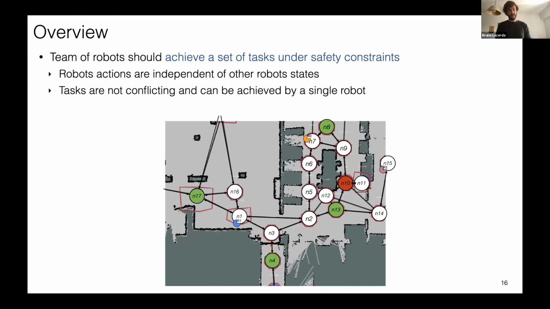And we also have assumptions on these tasks and in this model. So we assume that the robot actions are independent of the other robot states. So what one robot is doing doesn't affect the outcome of the actions of the other robots. And we also assume that the tasks are not conflicting and can be achieved by a single robot. So a robot can achieve a task on its own, and by achieving that task, it's not making tasks for the other robots unachievable. So there are these 2 assumptions here. And you have an example here where the tasks are just visiting some locations in the environment that are marked in green, and the safety constraint is avoiding this dangerous area here that is depicted in red.